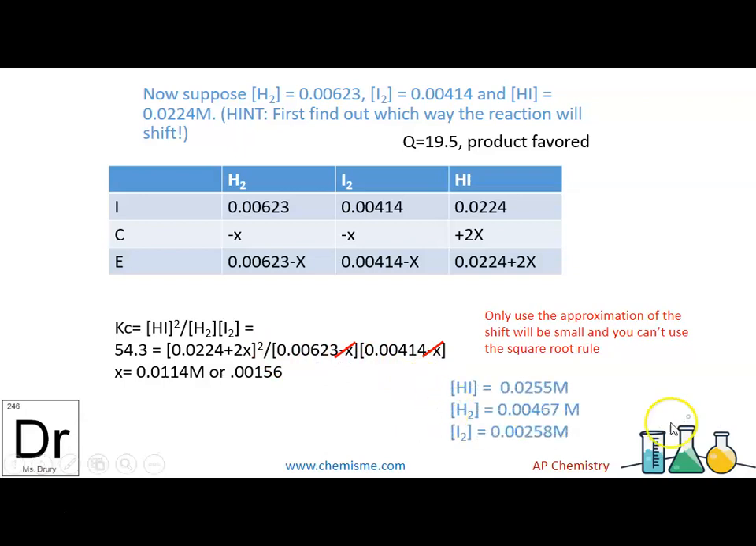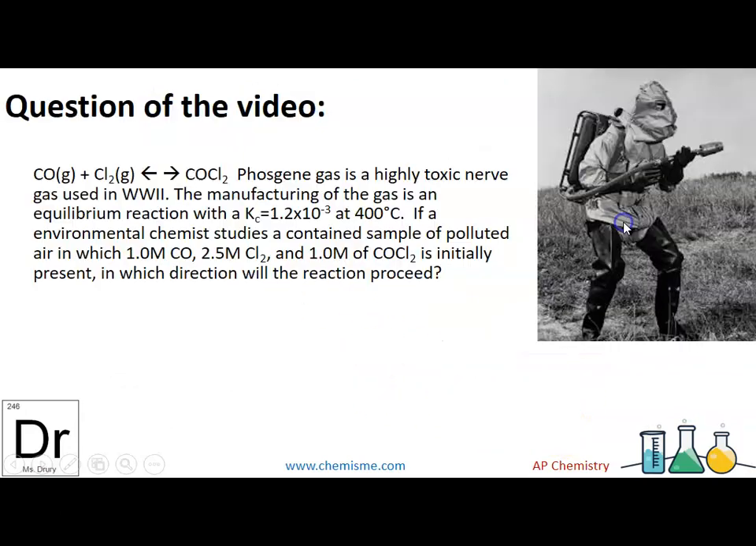At the end of the day, I got these values, which shows that HI went up a little bit from where it was, and the H2 and I2 went down a little bit from where they were at equilibrium. That way they can be the same ratio as K normally is.